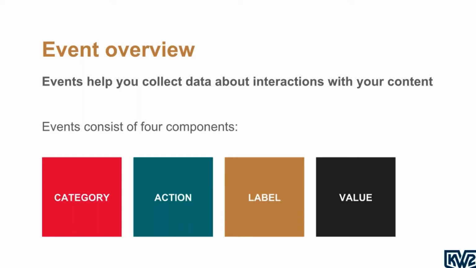Next are event labels. Labels help you identify where something took place. And that could be high level, such as your website's header or footer. It could also be a content section. And then the event value is an optional field. You can set up events without a value, so it's an optional thing to put in there.